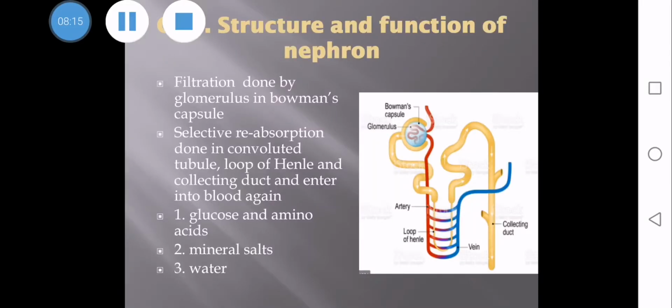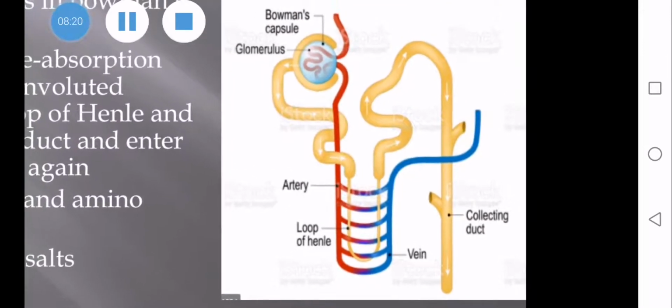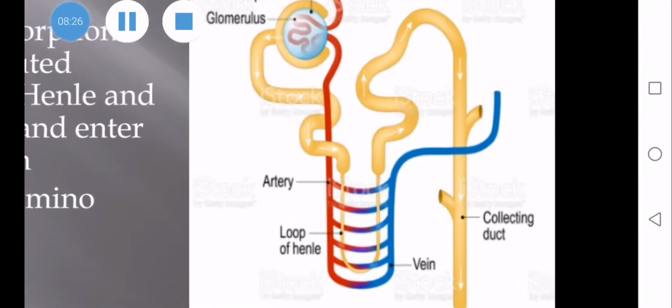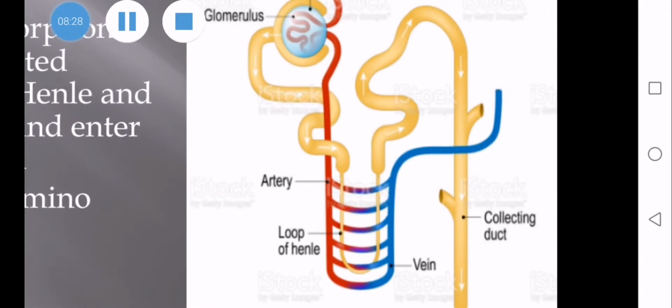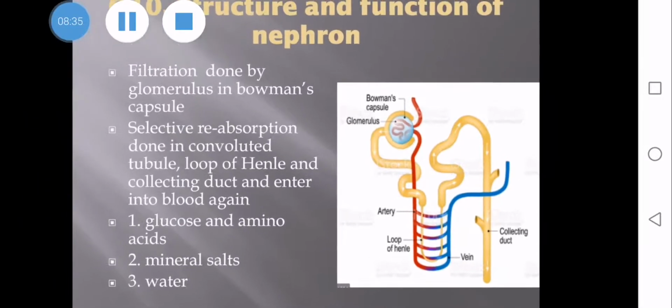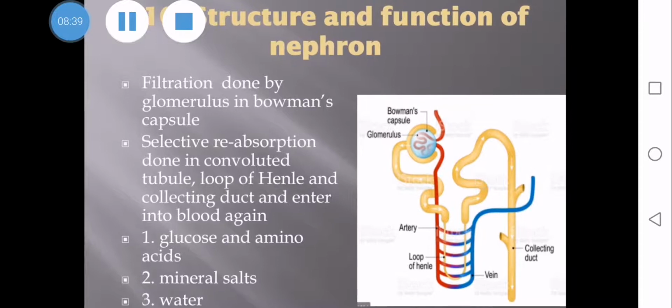So here is the structure and the function of the nephron. You can see the structure of the nephron: the glomerulus, the Bowman's capsule, in which the glomerulus is the point where filtration occurs. You can even see the arrow pointing, and then it moves toward the loop of Henle and then the collecting duct. So what is the function of the nephron? The nephron performs two functions: the first is filtration and the second is reabsorption. Filtration is done by the glomerulus.